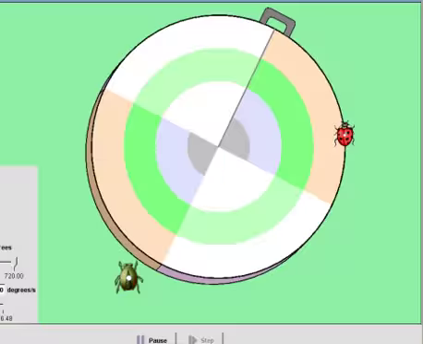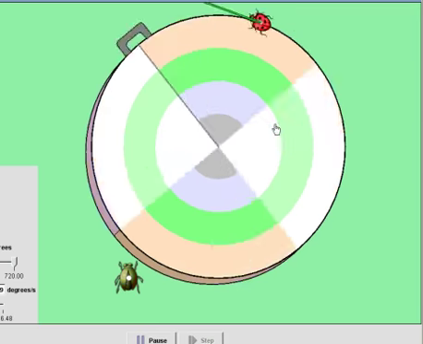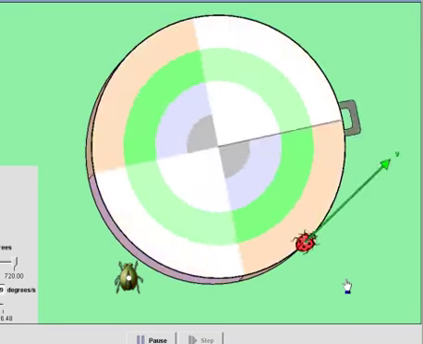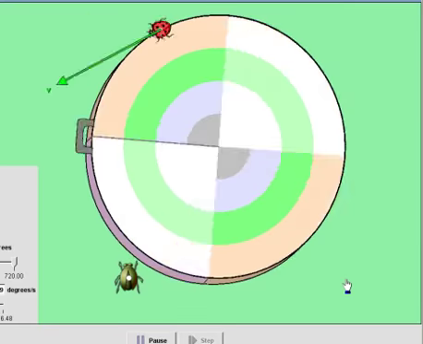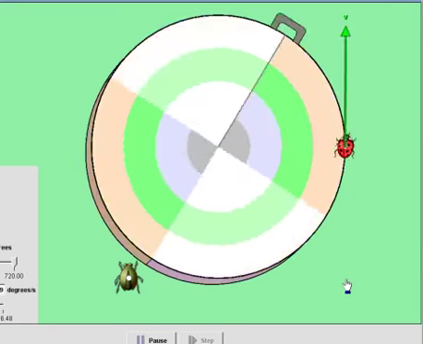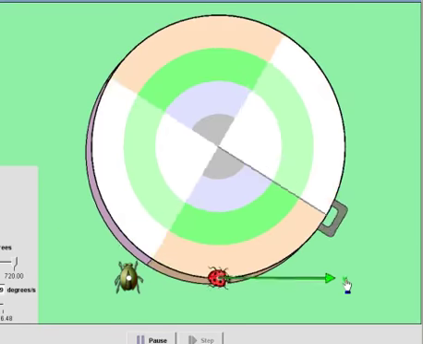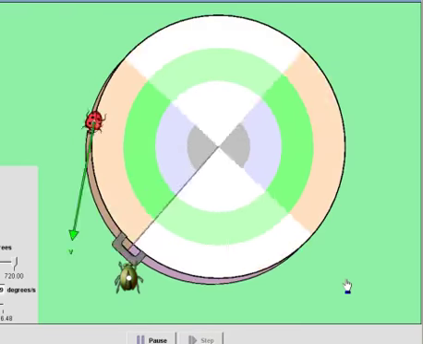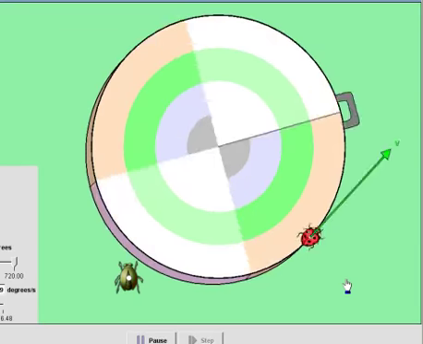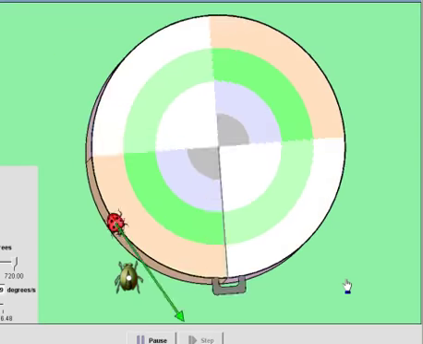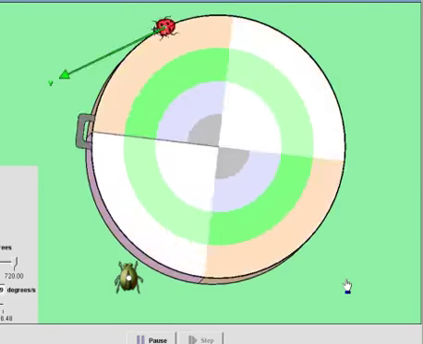Let's have a look at this. So I've got a little demo here. I've got a table that spins, and right up here I have a little ladybug on it. So I'm going to get the table spinning. So notice what's going on. All that we're looking at here is the velocity of the ladybug. So if we imagine that the ladybug flew off, like jumped off at any second, that ladybug would continue in a straight line whatever direction she was going at the instant she jumped.